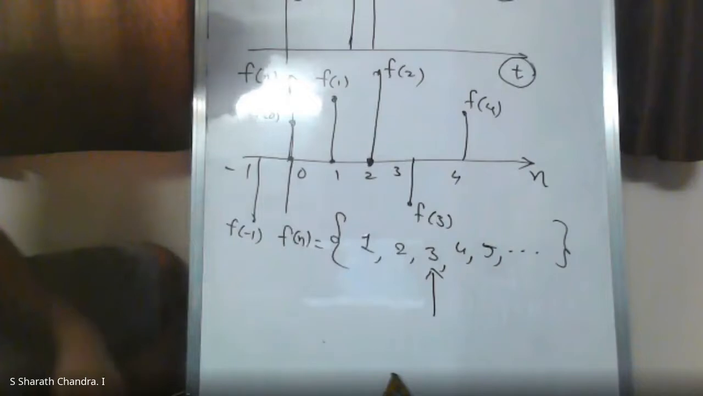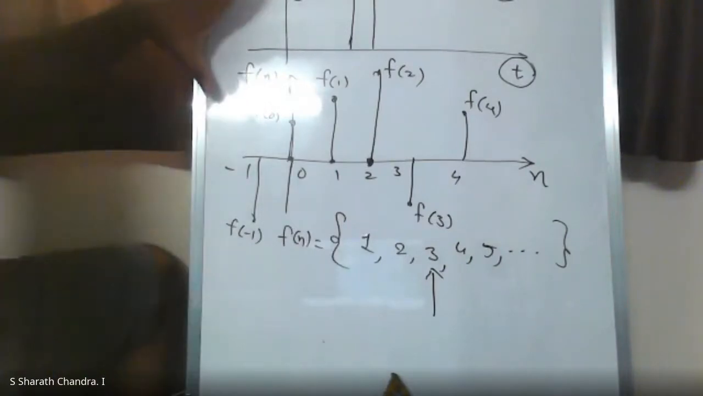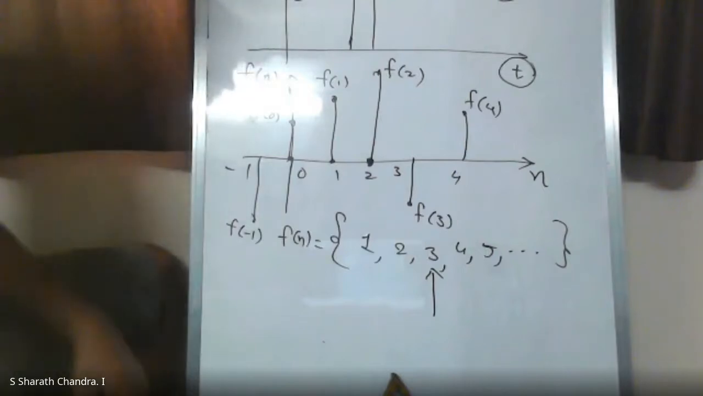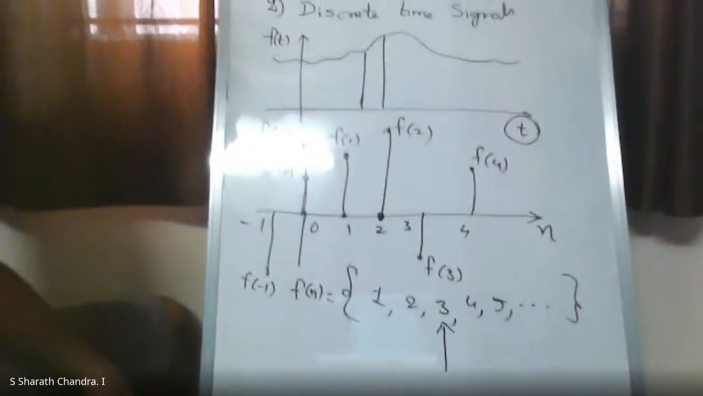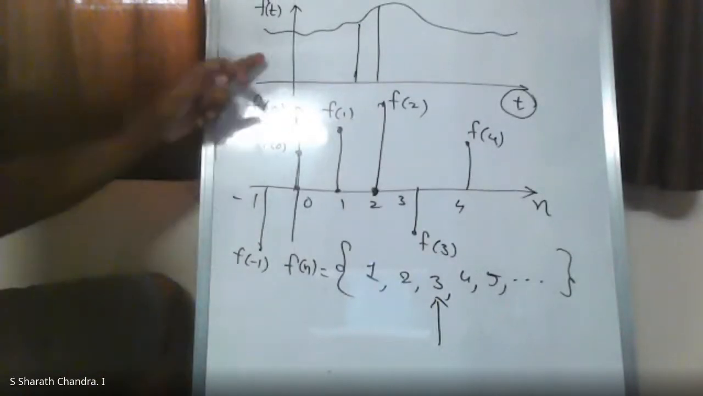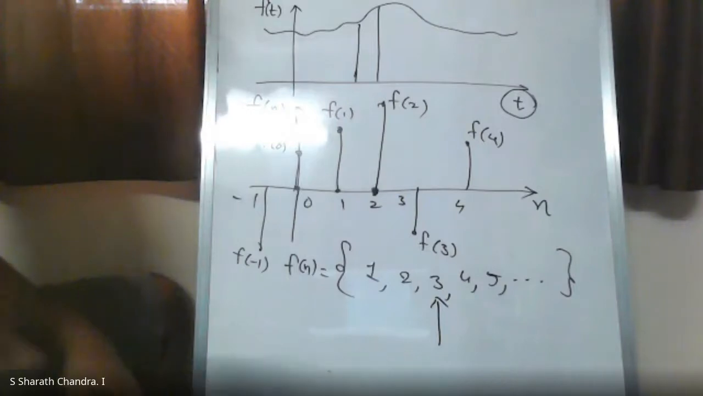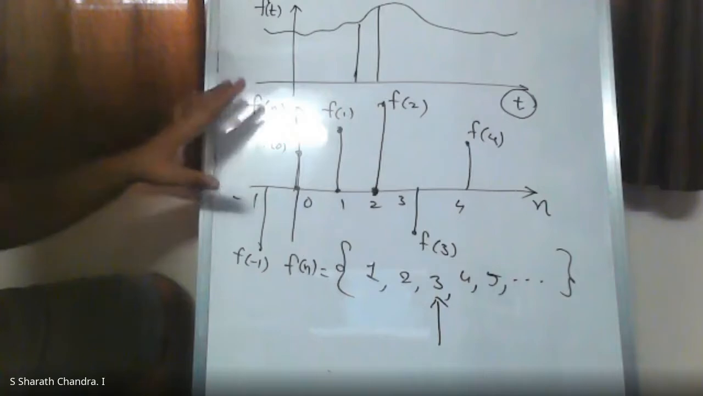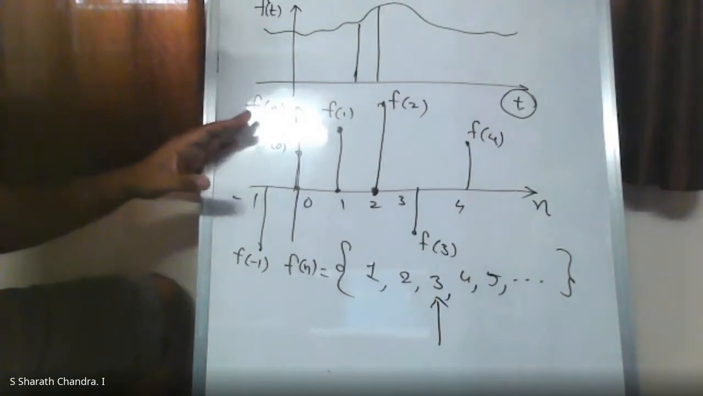I would like to talk about another classification based upon continuous time and discrete time. If you observe both the continuous time signals and discrete time signals, we have only classified them with respect to time.